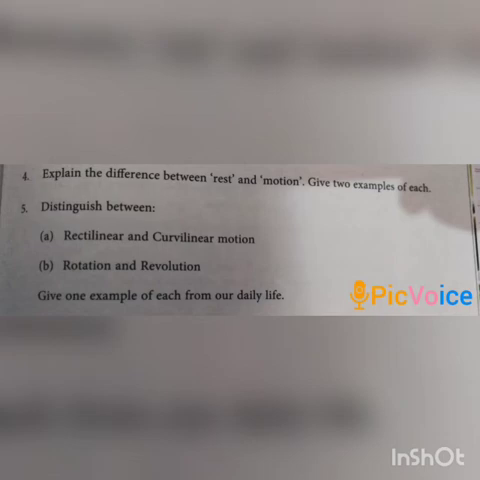Now question number 4 is explain the difference between rest and motion. Give 2 examples of each. Now rest. An object is said to be in rest if it does not change its position with respect to its immediate surrounding. For example, the walls of the houses, trees, these are in rest because they are not changing their position with respect to its immediate surrounding.